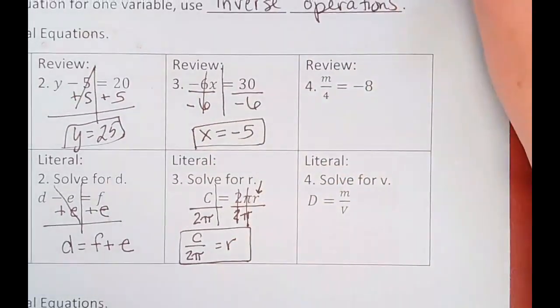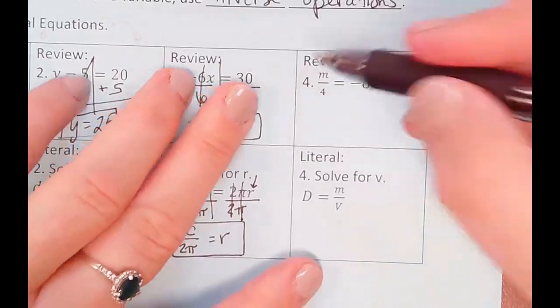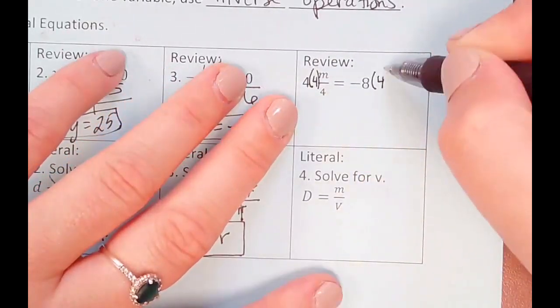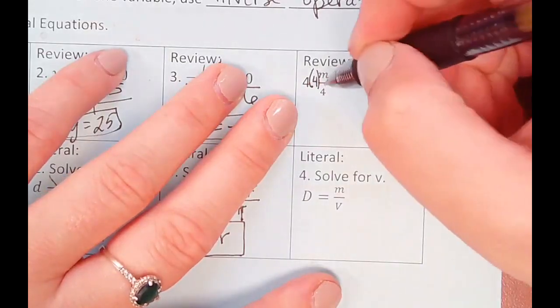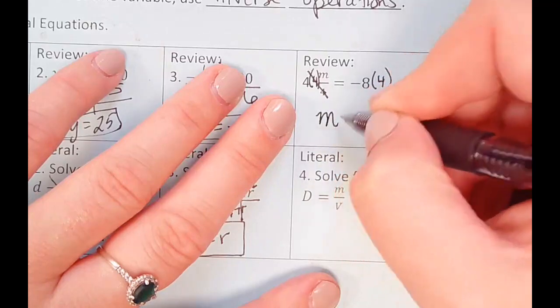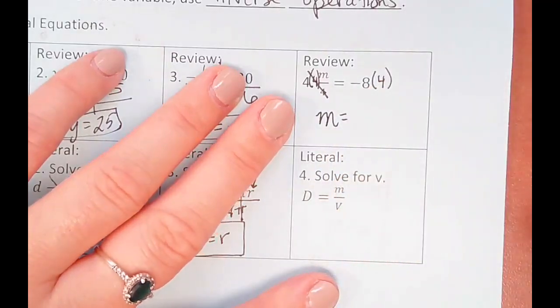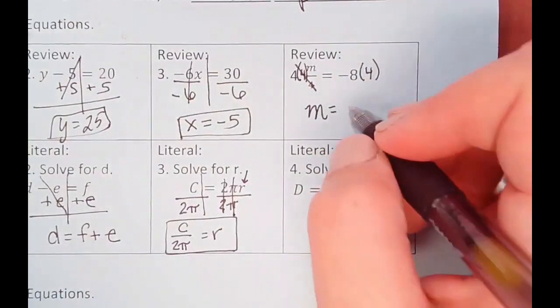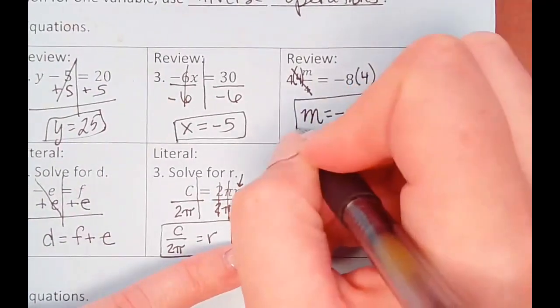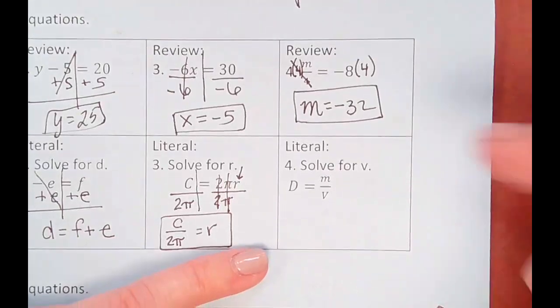Similarly here, solve for v. v is in the denominator. We need to get rid of the fraction, multiplying both sides by v. On the right side, those v's cancel, so I'm just left with m. On the left side, I have v times d. That's vd.